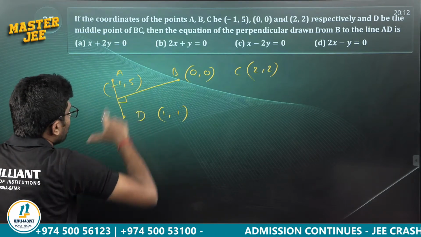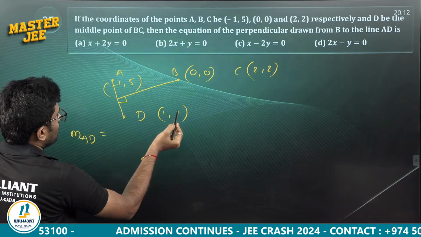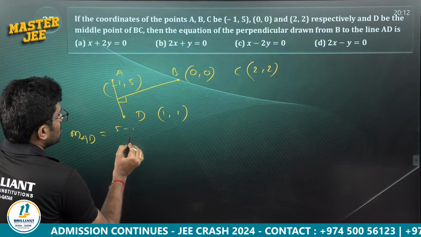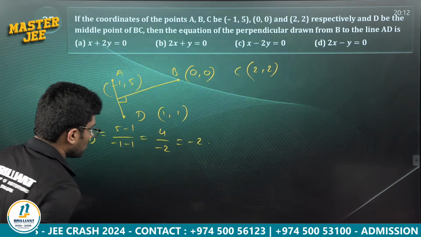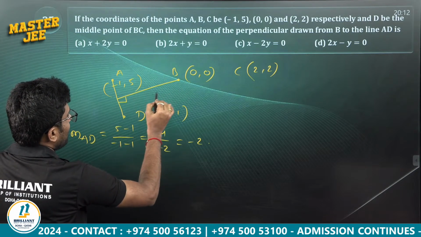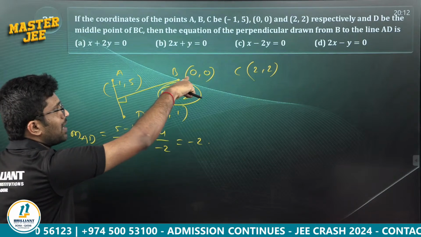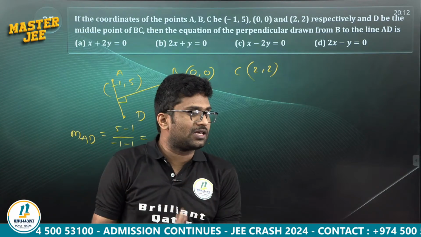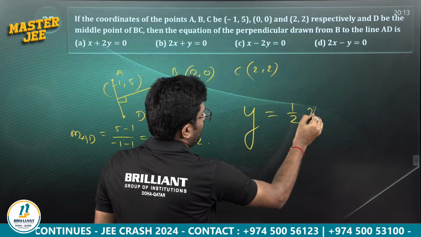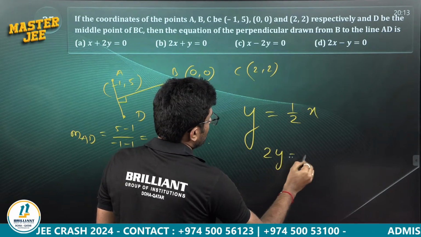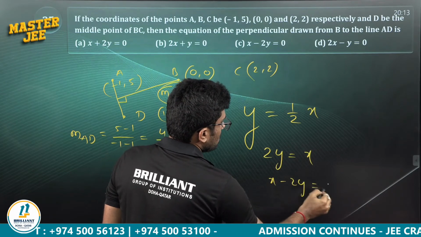That means what? First find the slope of AD. Slope of AD is equal to y2 minus y1, 5 minus 1, divided by minus 1 minus 1, 4 by minus 2, which is equal to minus 2. Now what will be the slope of this perpendicular line? The required line slope will be 1 by 2. Guys, slope is 1 by 2 passing through the origin, that is clearly y is equal to mx. So y is equal to 1 by 2 times x. So 2y is equal to x. x minus 2y is equal to 0.